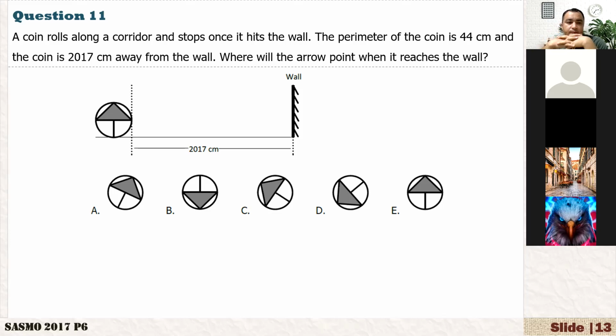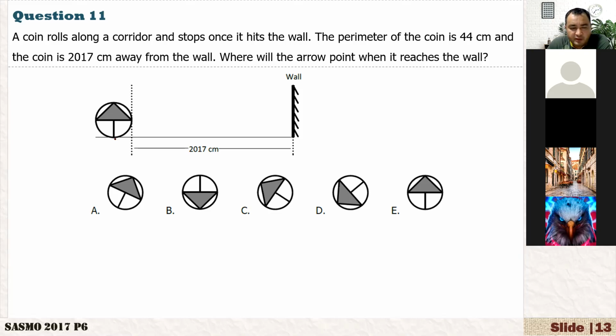As a coin rolls along the corridor, it stops once it hits a wall. The perimeter of the coin is 44 centimeters, and the coin is 2017 centimeters away from the wall. Where will the arrow point when it reaches the wall?